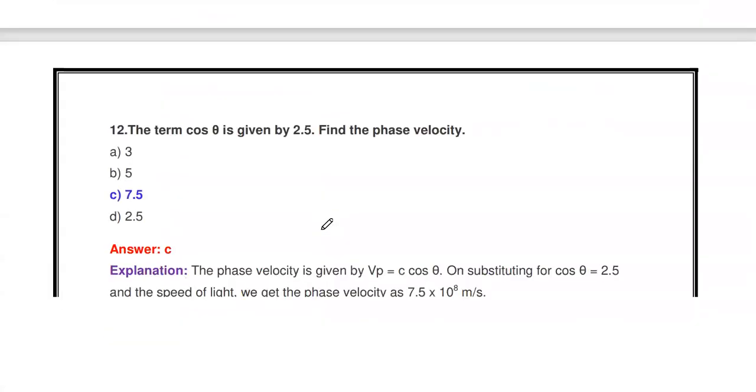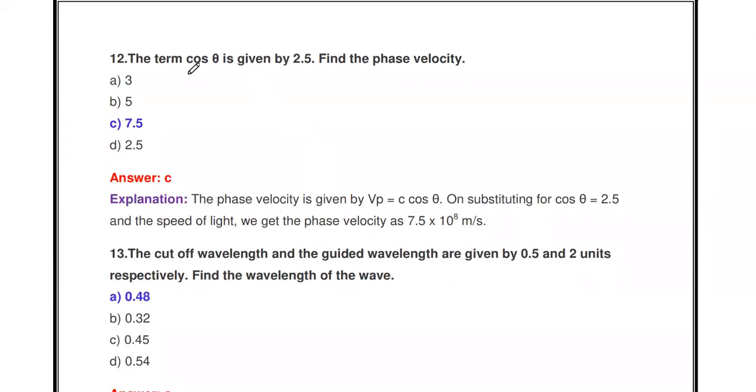Okay. Then the next thing, the term cos theta is given by 2.5. Find the phase velocity. Okay, so what is the relation between cos theta and the phase velocity? The phase velocity Vp equals c into cos theta. So here the cos theta value is 2.5. So you just multiply that cos theta value into c. Okay, with the speed of light, we will get 7.85 into 10 to the power 8. Okay, so this is the answer.